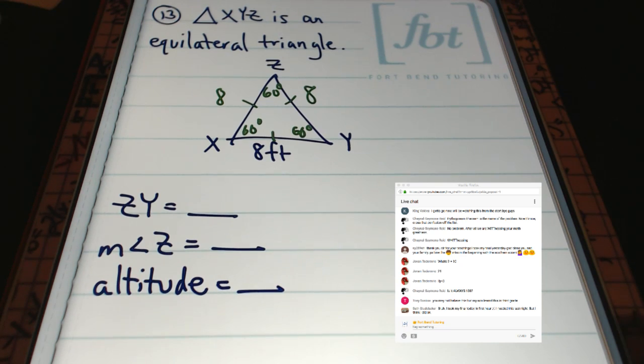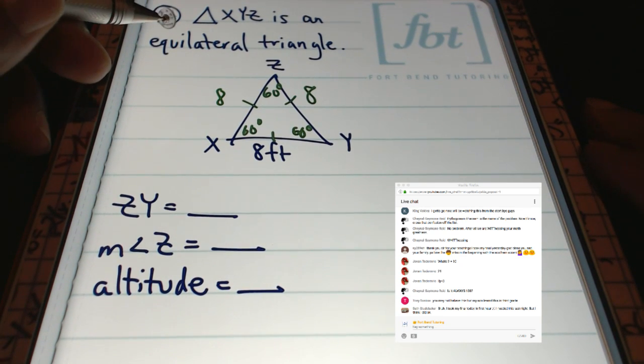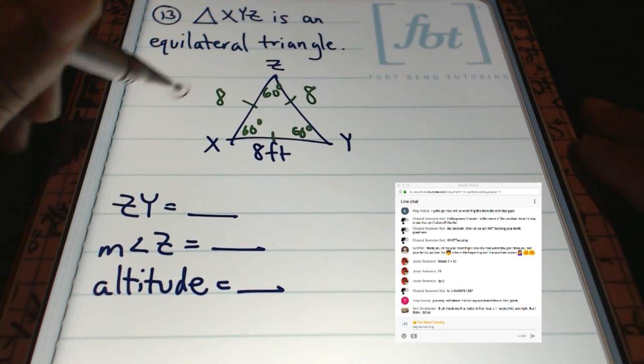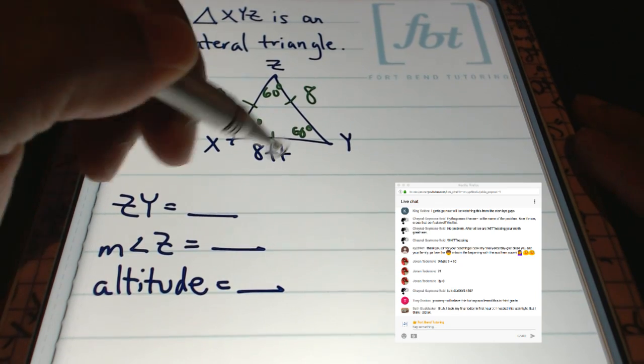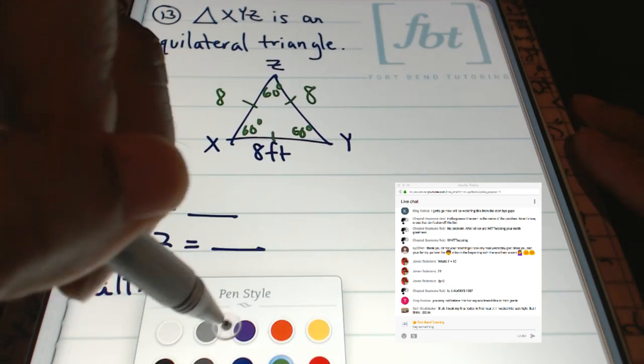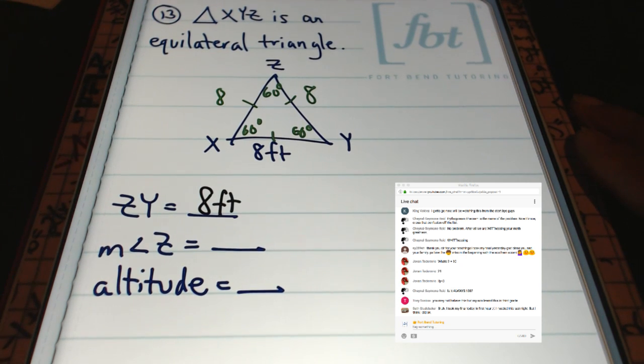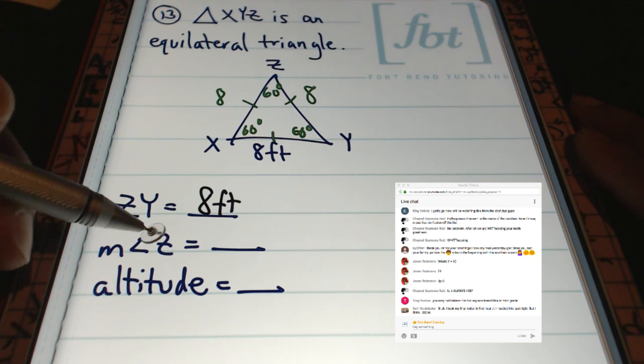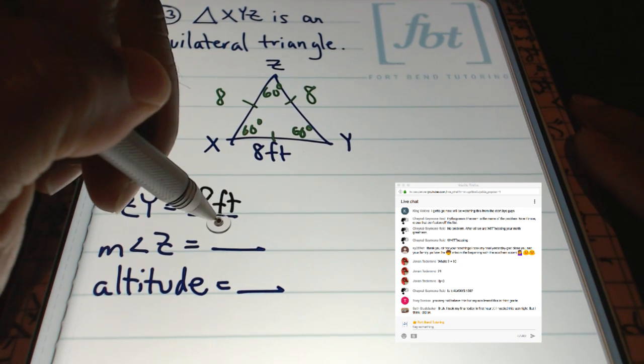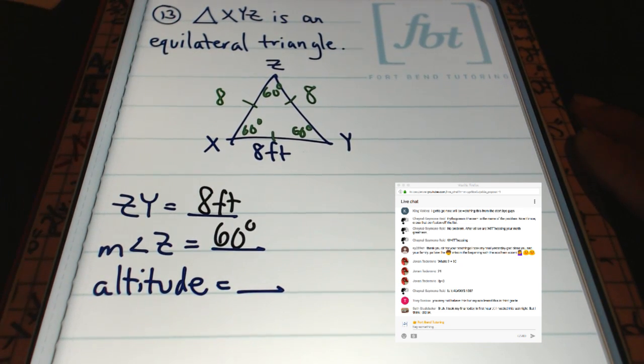Let's get back to this problem here. For the side length of ZY, guys, we just already figured it out. ZY is 8. That's 8. There we go. So this is 8 feet. We also have already figured out that the measurement for angle Z must be 60 degrees. The only thing we need to answer now is the altitude. And the altitude is simply asking you what is the height of this triangle.